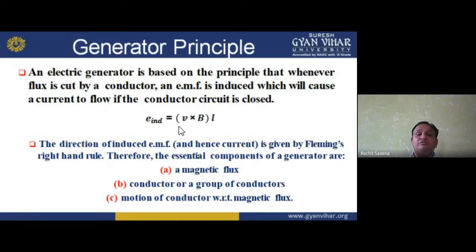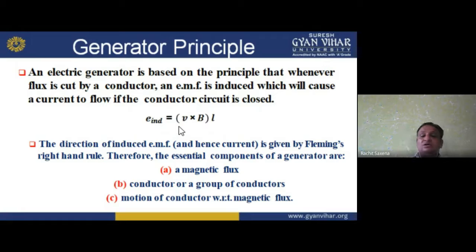Now moving forward, the electric generator. An electric generator is based on the principle that whenever flux is cut by a conductor, an EMF is induced. This is Faraday's law of electromagnetic induction, which will cause a current to flow if the circuit is closed. So we can write E induced equals V into B into L. The direction of induced EMF, and hence current, is given by Fleming's right hand rule.